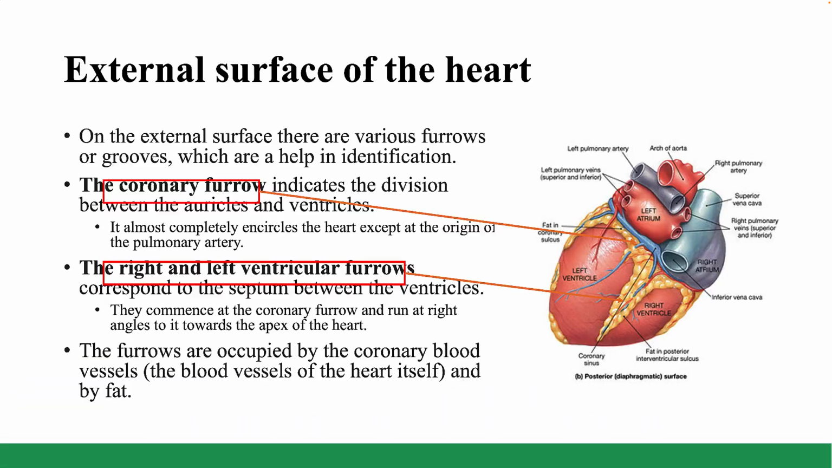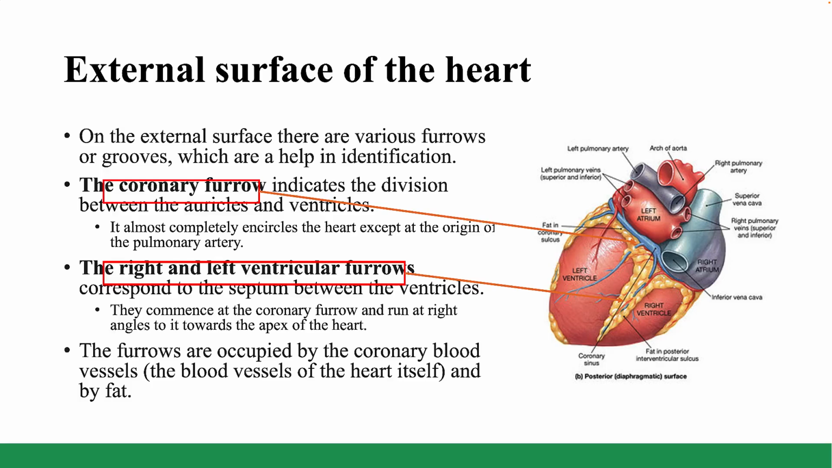Before we go into the comparative anatomy of the circulatory system, I wish to introduce to you some of the external features of the heart, which we are going to use often in comparing this system. There are two important features here. We have this coronary furrow and we have these ventricular furrows.